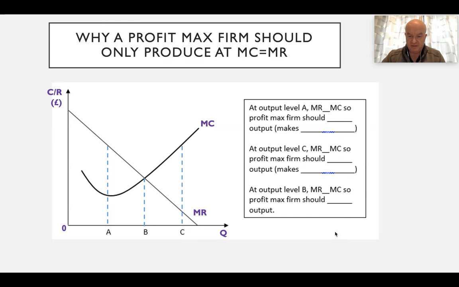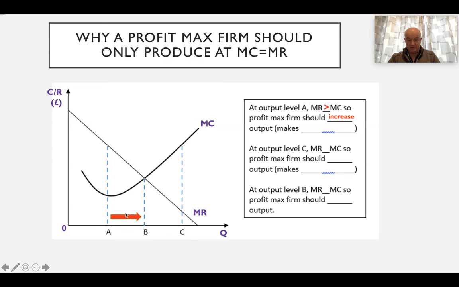Okay, so if we then take a look at the point at which we're talking here, output level A, clearly our marginal revenue line is significantly higher at output level A than the marginal cost curve. So a profit maximizing firm should probably increase its output at this point, because clearly one could argue they are making quite a significant amount of profit there, but actually they can make even more.